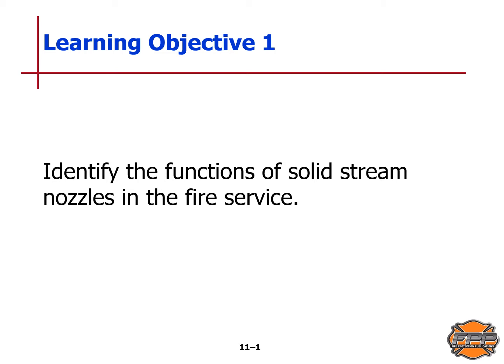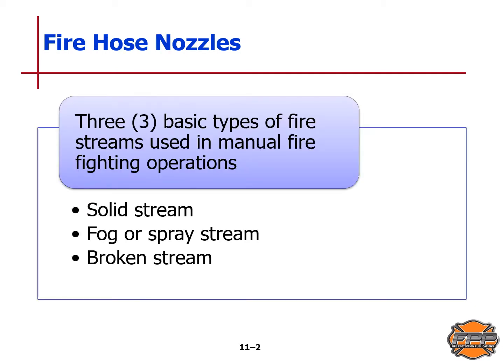And we're going to start now with learning objective 1, which is to identify the functions of solid stream nozzles in the fire service. There are three basic types of fire streams used in manual firefighting operations. They are solid stream, fog or spray stream, and broken stream.